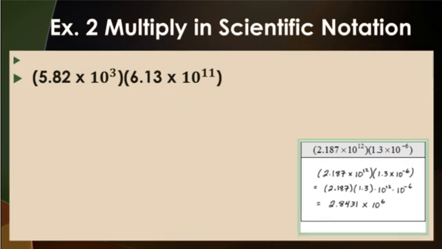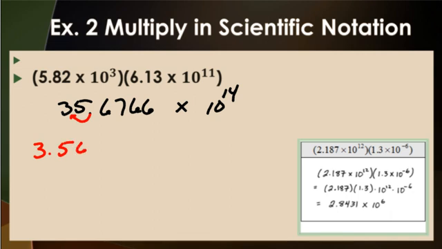Let's do another one with multiplication. So 5.82 times 6.13 gives us 35.6766. This would be times 10 to the 14th. Need to put it in scientific notation, so I move it one place to the left, so it would be 3.56766 times 10. Since I gained the next decimal place, I show that in my exponents, so it would be 10 to the 15th.